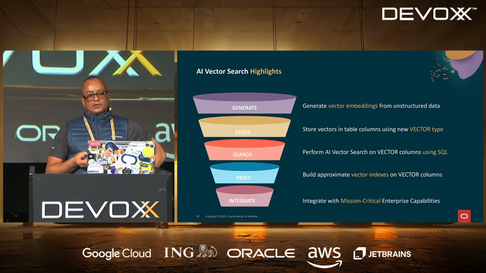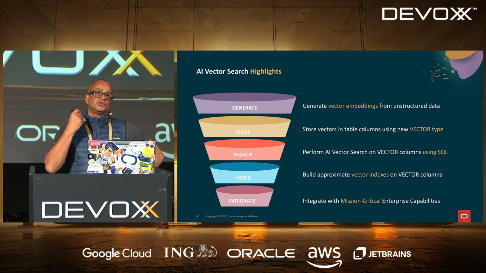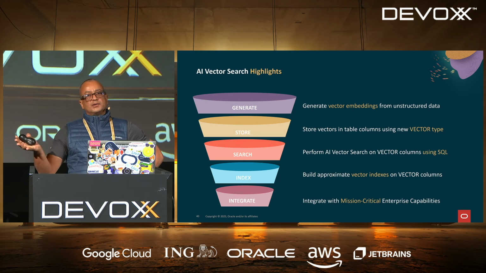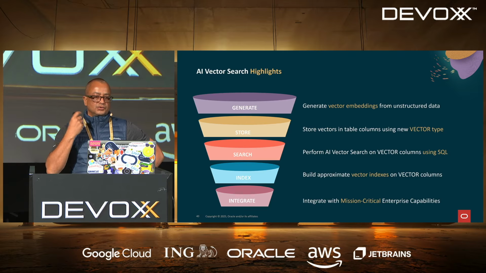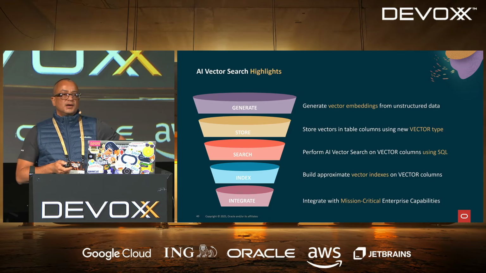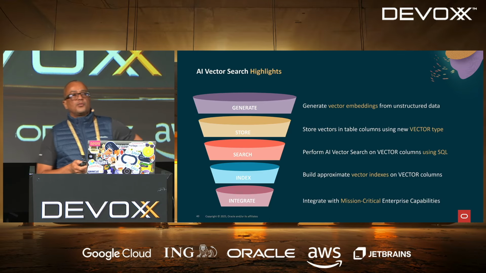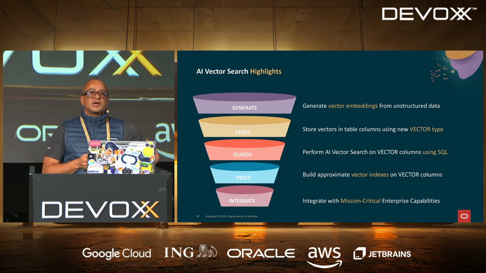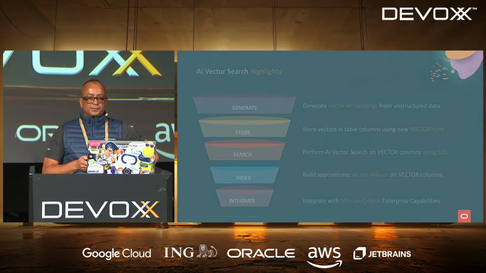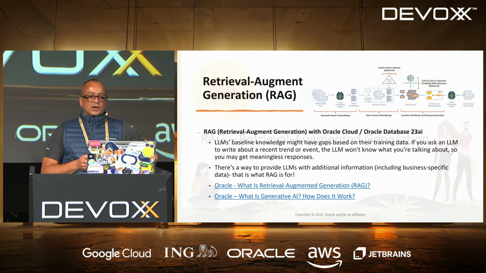The highlights here: you can generate the vector embeddings. We have the new vector data type. You can do semantic search and target the relational databases and retrieve the data. Everything is there for you. And again, everything is on top of all the mission-critical mechanisms that we have had as part of our Oracle database for decades now. All right, so let's talk about RAG.